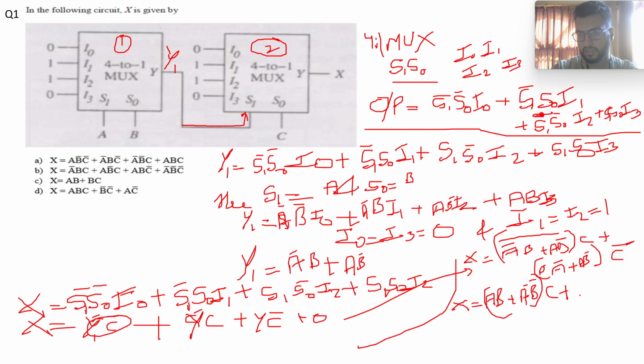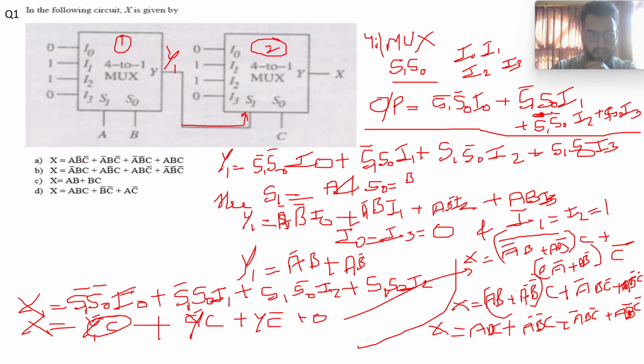times c plus, and let's just write them together, a bar b c bar plus a b bar c bar, and finally my x will be a b c plus a b bar c plus a bar b c bar plus a b bar c bar. And if you carefully look at this, this is expression A. So option A b bar c bar is this, a bar b c is this, a bar b bar c is this, and a b c is this. So option A is the right answer to this question.